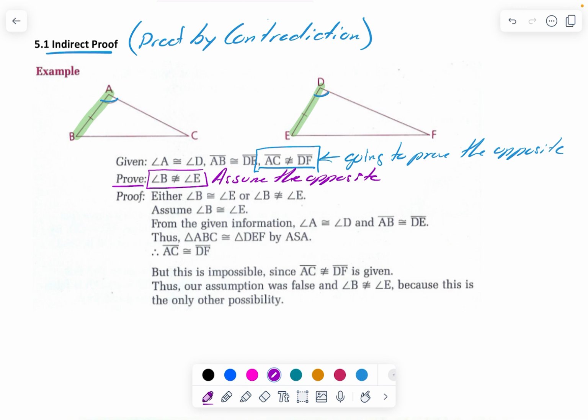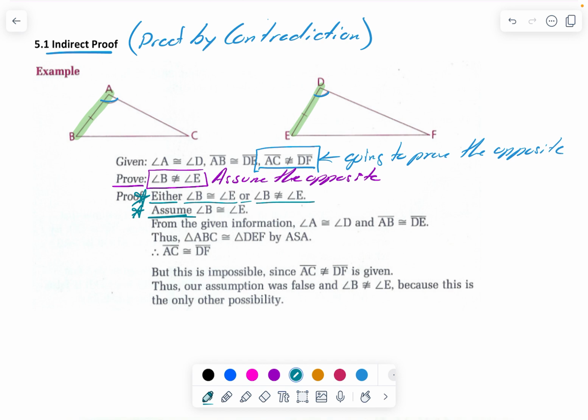So what we do, and this is the key right here, when we do these proofs by contradiction, what we say is either these angles are congruent or they're not congruent, okay? We can't have anything else. It's one or the other. We have two choices. Because we want to prove they're not congruent, we're going to assume, and these are key words that we're going to be using, that angle B is congruent to angle E. Okay? So we're going to assume they're congruent, and then we're going to show what happens if they are congruent.